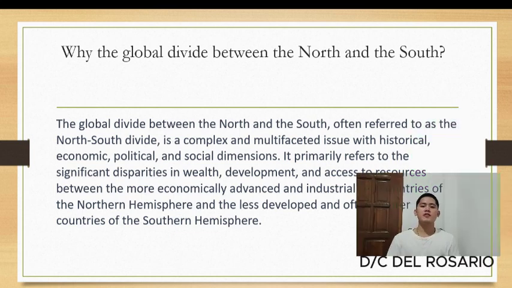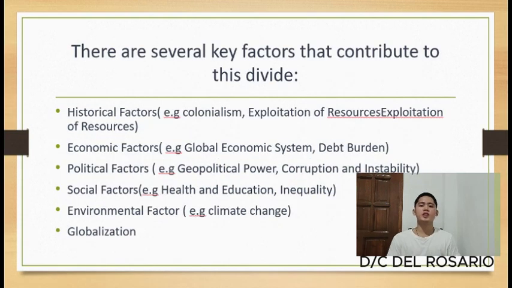There are several key factors that contribute to this divide. One of these is historical factors, such as colonialism or exploitation of resources; economic factors, such as the global economic system burden; political factors, such as geopolitical power, corruption, and instability; and social factors, such as health and education inequality; and environmental factors, e.g.